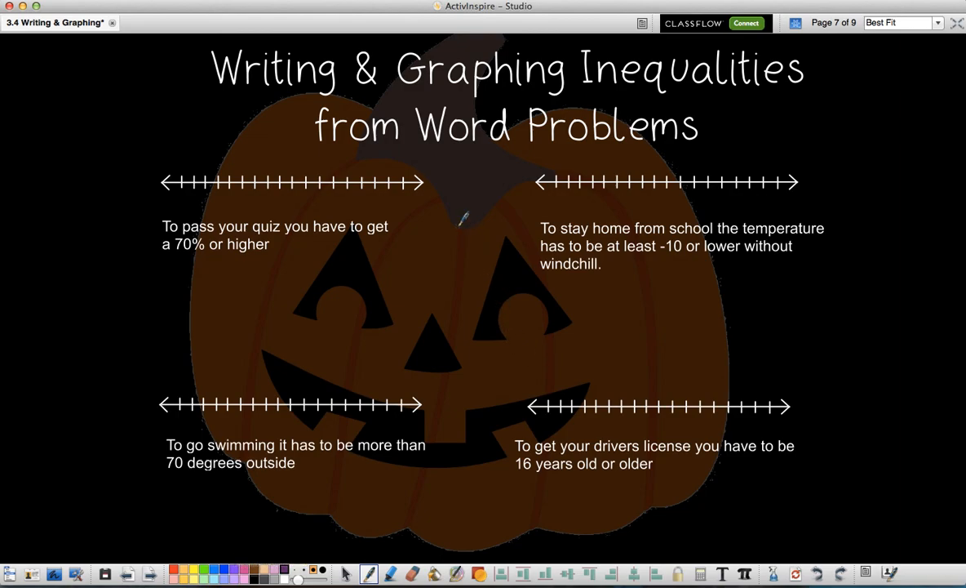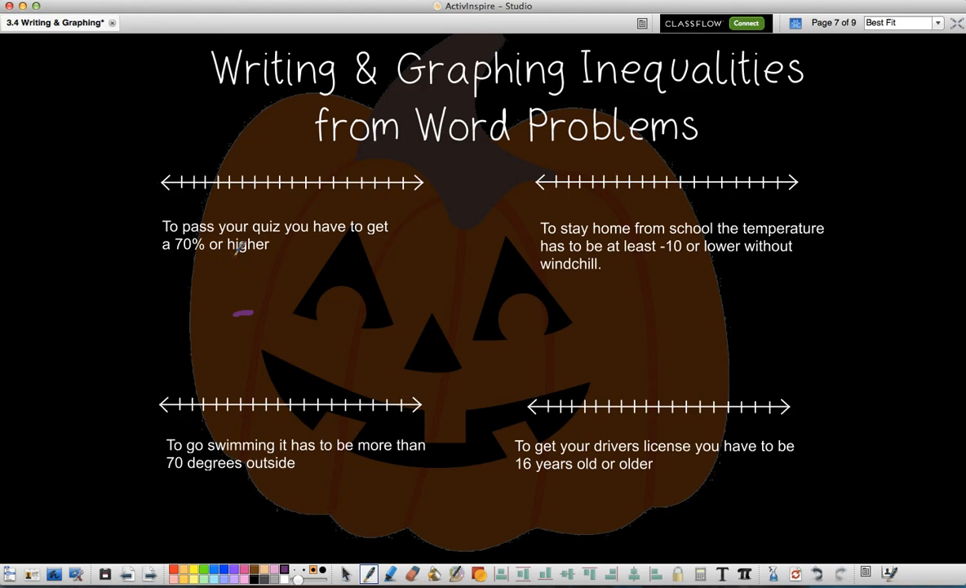Okay, now we're going to look at word problems. So to pass your quiz, you have to get a 70% or higher. So the question becomes, can you get a 70%? If the answer is yes, then you know that it has to be a greater than, less than, or equal. So it's a greater than or equal to or a less than or equal to problem, which also means you have to have a closed dot. So let's work one at a time here.